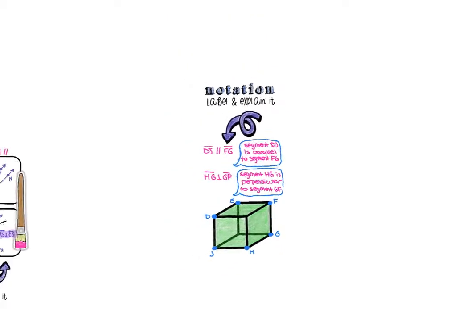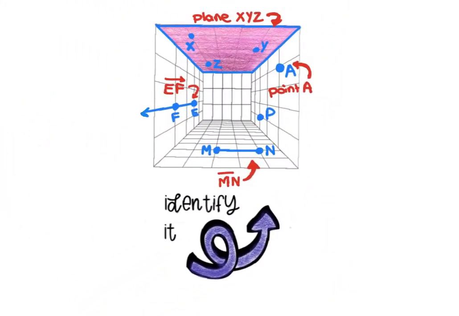Let's put it all together and talk about all the notation we've talked about thus far. Here you can see I have a plane that has 3 points on it, points X, Y, and Z. So I was able to label that plane XYZ. On the left-hand side here, I have ray EF. Notice that direction matters. The ray is starting at point E, that's the endpoint of the ray, and it's headed towards point F and extends beyond that.